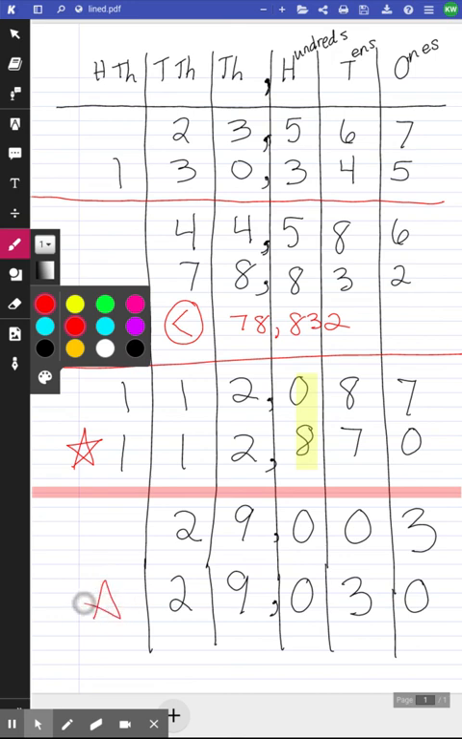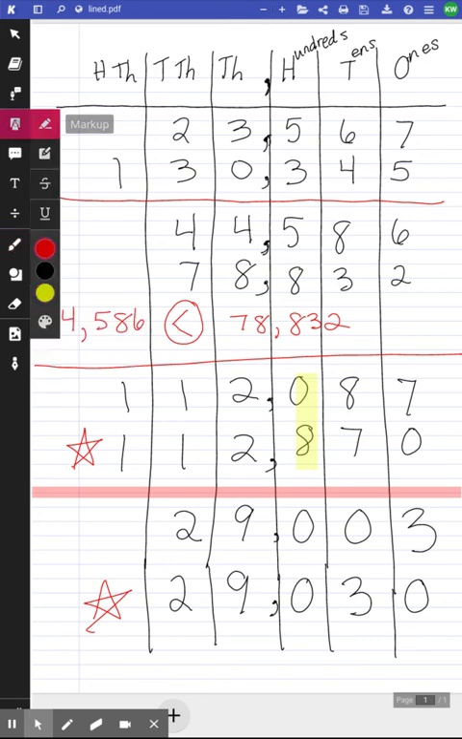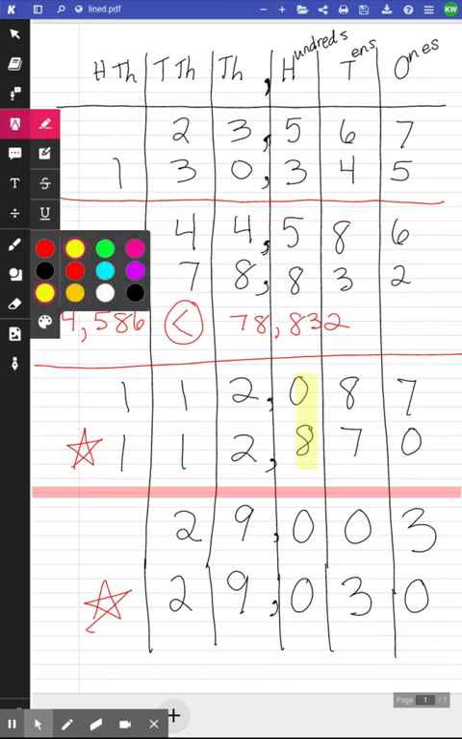If you said 29,030 is greater than 29,003, you are correct. And why? Because we have to compare. We're comparing each digit in each column. These are the same. So we move to the next column, the thousands. These are the same. So we move to the next column, the hundreds. Oh, they're the same. So we move to the next column, the tens, and we see that 3 is greater than 0. And that means that the second number, 29,030, is greater than the first one, 29,003.